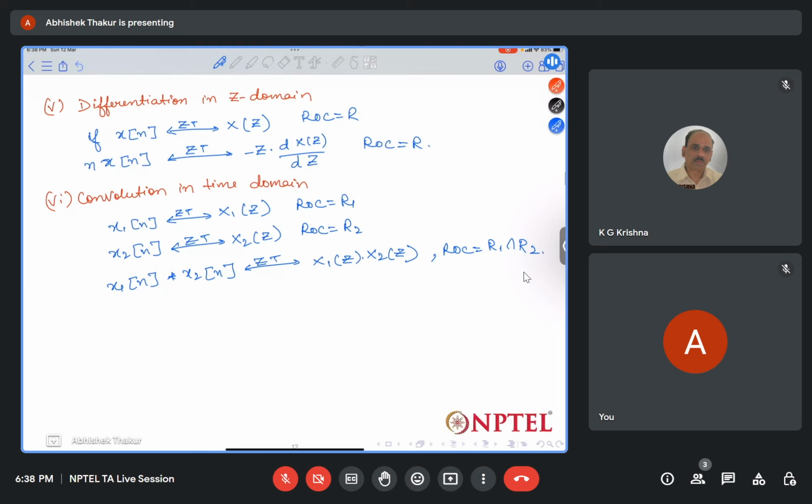Similarly, if x1 convolved with x2[minus n] is there, then we will find the Z transform of both the signals and multiply them. So it will be X1(z) into X2(1/z), since minus n is here. So these were the convolution properties. Now we can solve some questions based on this.